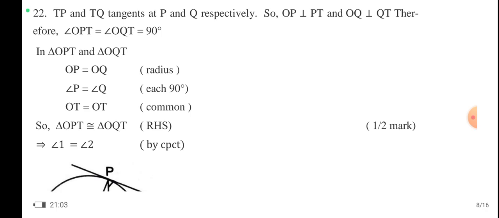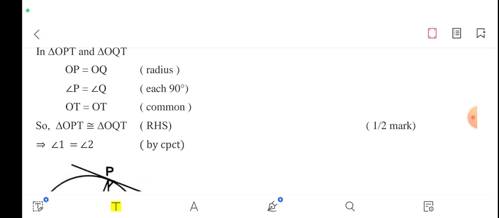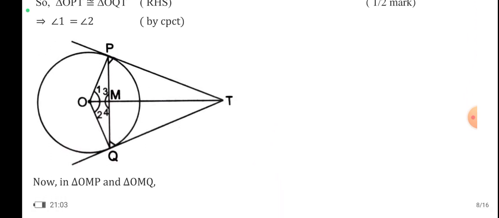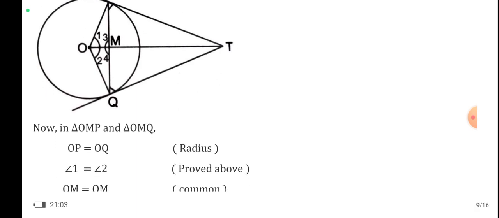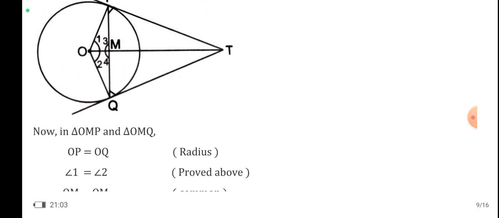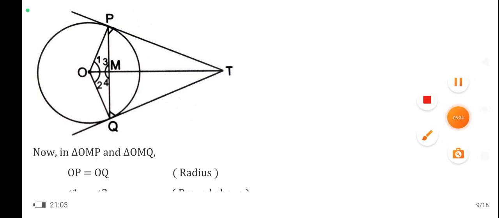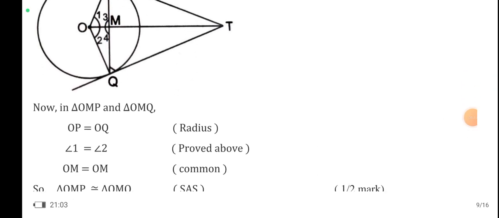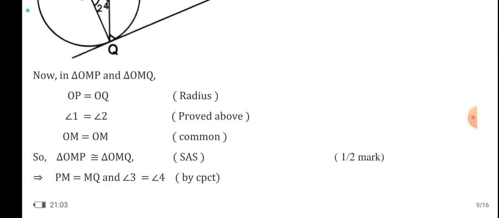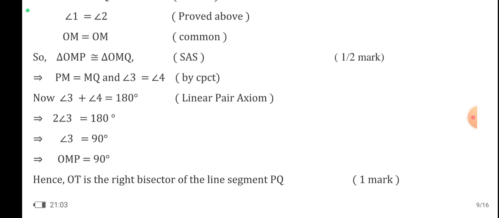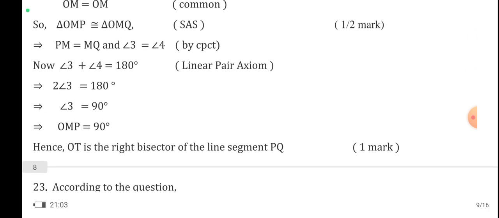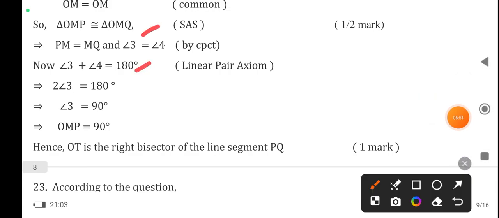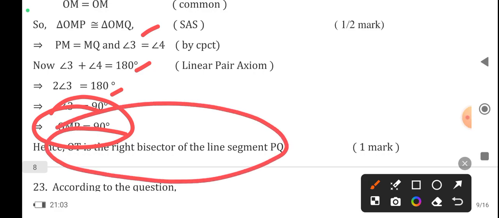You have to do it by congruence using RHS congruence: triangle OPT congruent to triangle OQT. Then angle 1 equal to angle 2 you can say by CPCT. Then take triangles OMP and OMQ. The two triangles we are again going to prove congruent by SAS, and prove angle 3 and angle 4 are equal. Then adding, 180 degrees, get angle OMP is 90 degrees. So OT is the perpendicular bisector of the line segment PQ. Nice question.